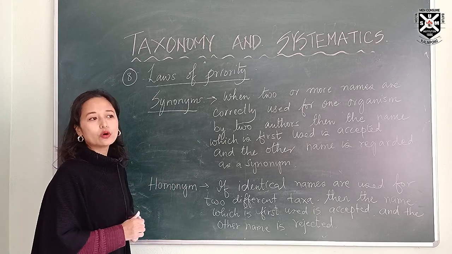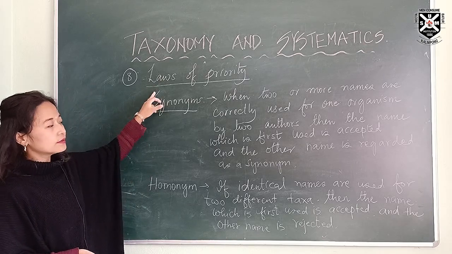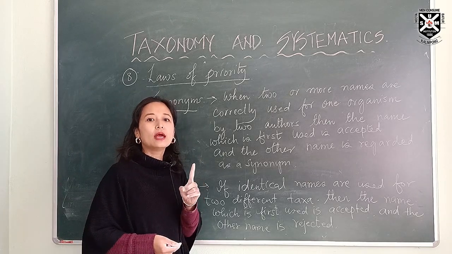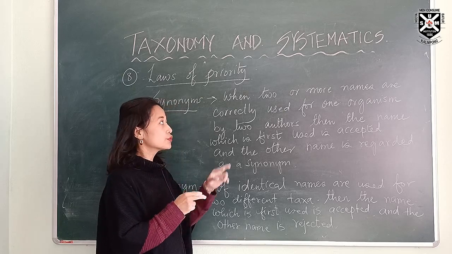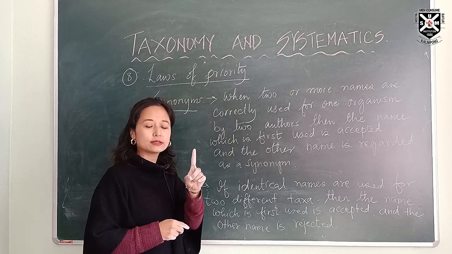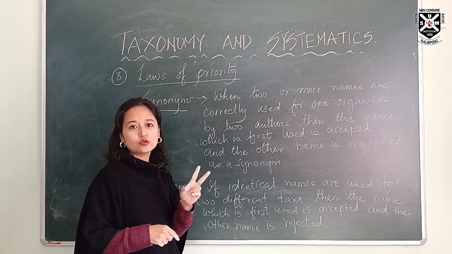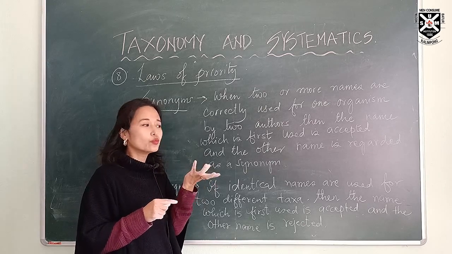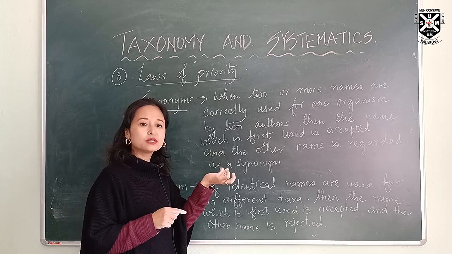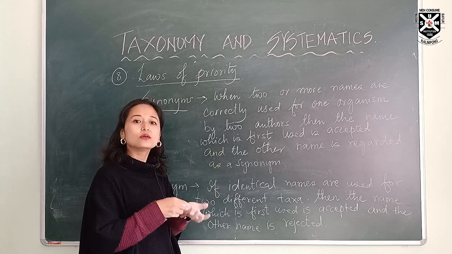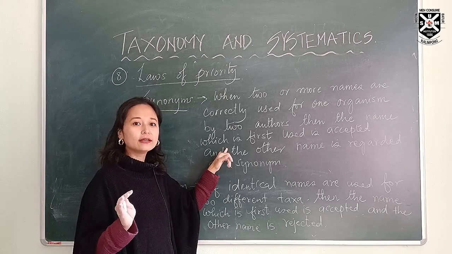Another rule of nomenclature is the law of priority. In case there is one organism and two different authors have named that particular organism, so when there are two or more names for one taxon by two different authors, to avoid confusion you have to select one name. Which name is selected? The one that is first used is accepted and regarded as valid, whereas the one that was named after that is rejected and not regarded as valid.